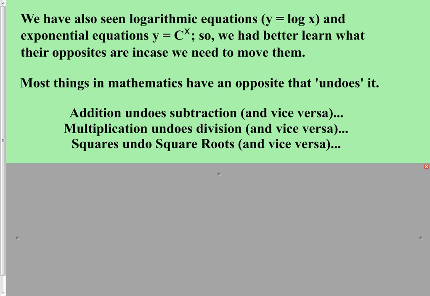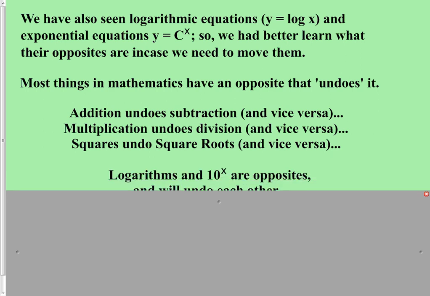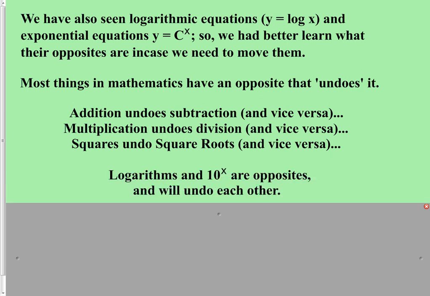Now, as I've already said, most things in mathematics have an opposite that will undo them. Addition undoes subtraction and vice versa. Multiplication undoes division and vice versa. Squares undo square roots, and there are a hundred of these operations and their opposites. What we need to know now is that these two functions are basically opposites of each other. Logarithms and a constant raised to an exponent are essentially inverse operations of each other.